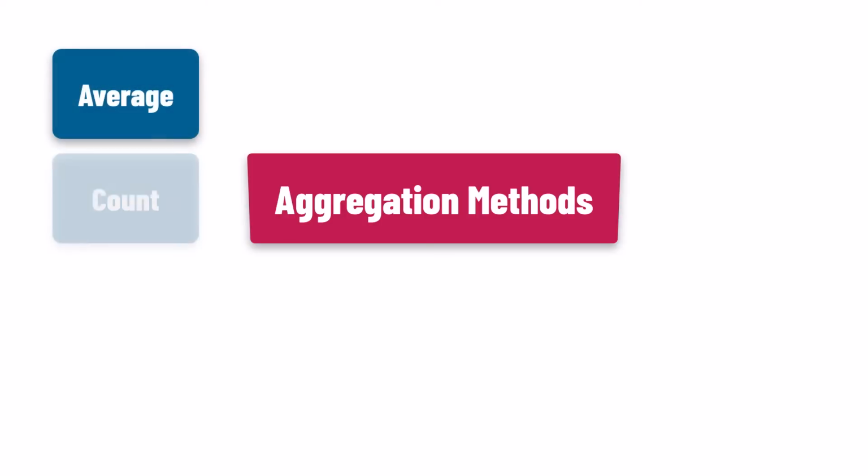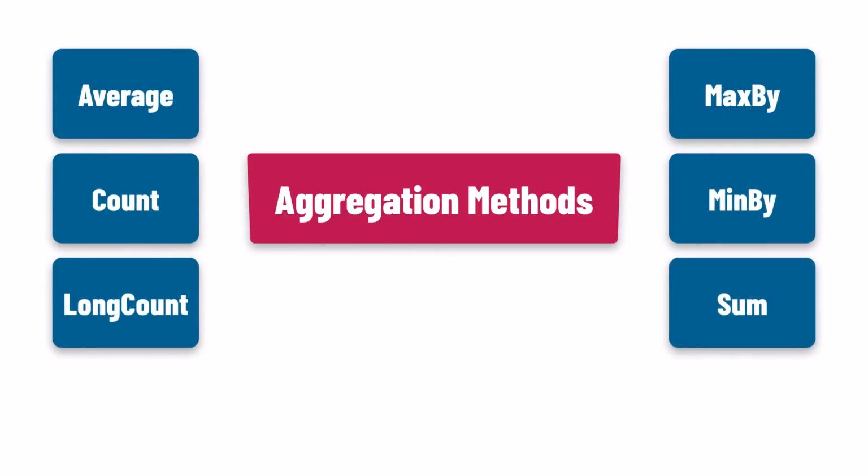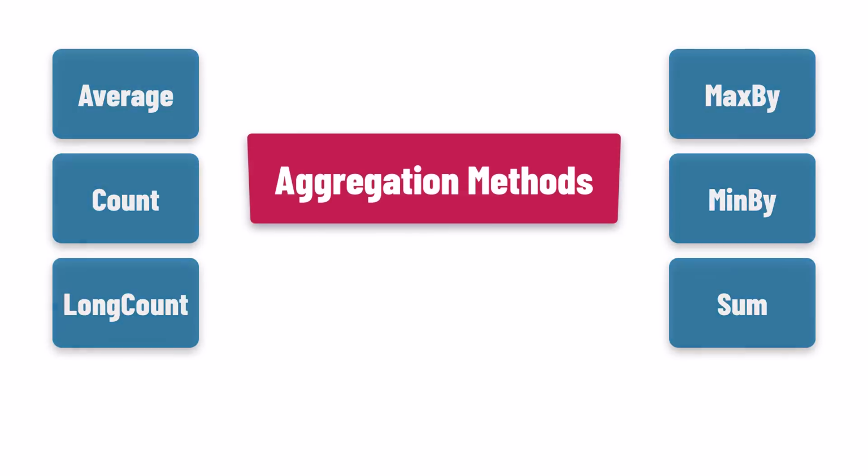Aggregation methods. There are 6 aggregation methods that can be used in a LINQ query. These are Average, Count, LongCount, MaxBy, MinBy, and Sum. In the next videos I will explain these methods. But before that, let's understand what aggregation means.